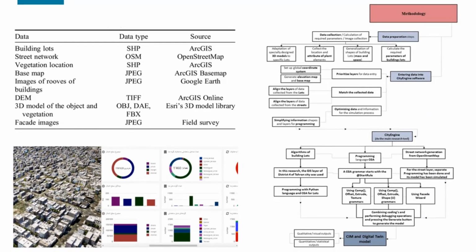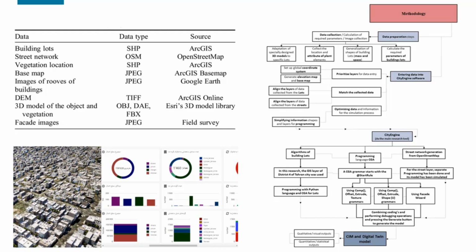This slide presents the methodology used to develop the 3D model for the Narmak neighborhood. Due to the lack of an integrated database, the data for this project was gathered from multiple sources. Building parcel data was prepared in ArcMap in shapefile format and then imported into CityEngine. Vegetation data was extracted from aerial imagery, while street data came from OpenStreetMap, OSM. Additionally, some data like building facade images didn't exist at all and had to be collected manually through field photography.